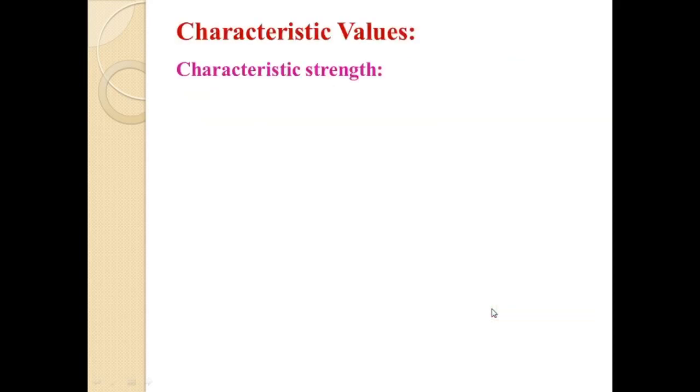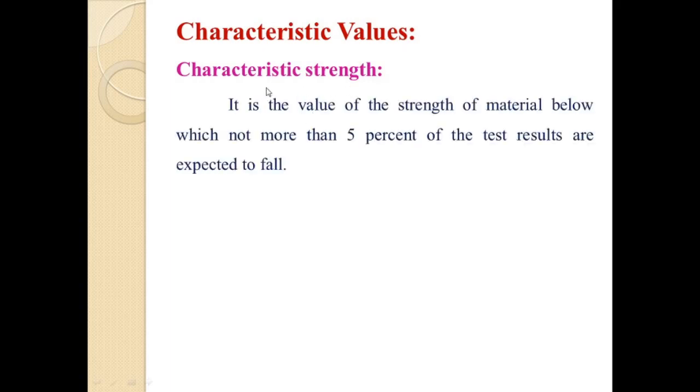Next are the characteristic values. The first is characteristic strength. So what is meant by characteristic strength? It is the value of the strength of material below which not more than 5% of the test results are expected to fall. It means characteristic strength has 95% reliability, or there is only a 5% probability of actual strength being less than the characteristic strength.